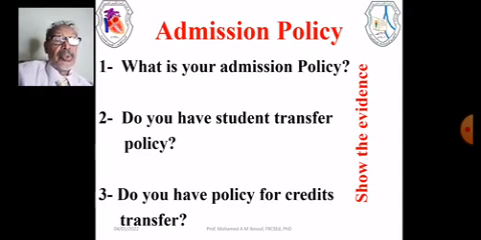And do you have a student transfer policy? Yes, there is a student transfer policy, but it is rarely implemented because of the high number of students in the faculty. And so there are just meager chances for accepting transferred students. And no places, no seats. And do you have a policy for credit transfer? No, until now we didn't adopt it, and it is something to be studied in the future.